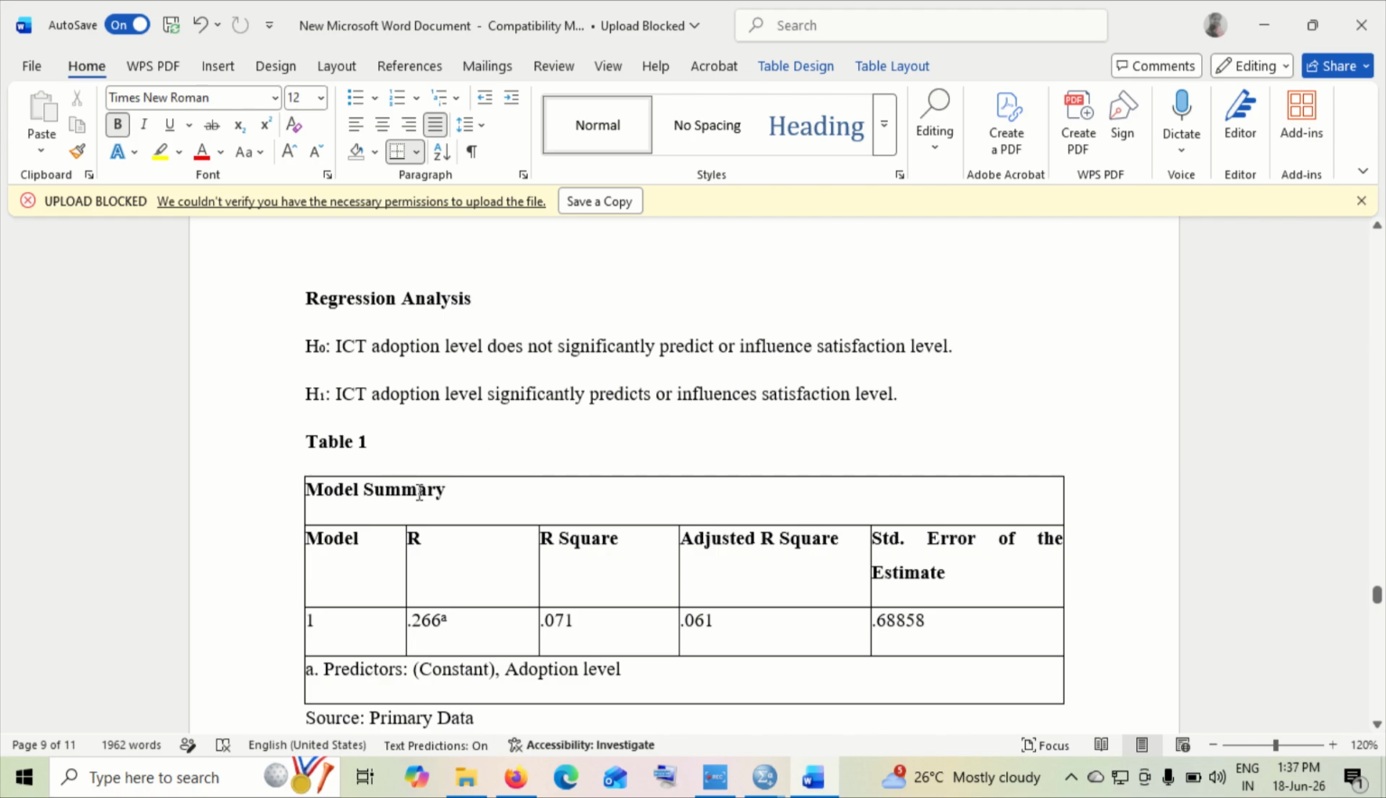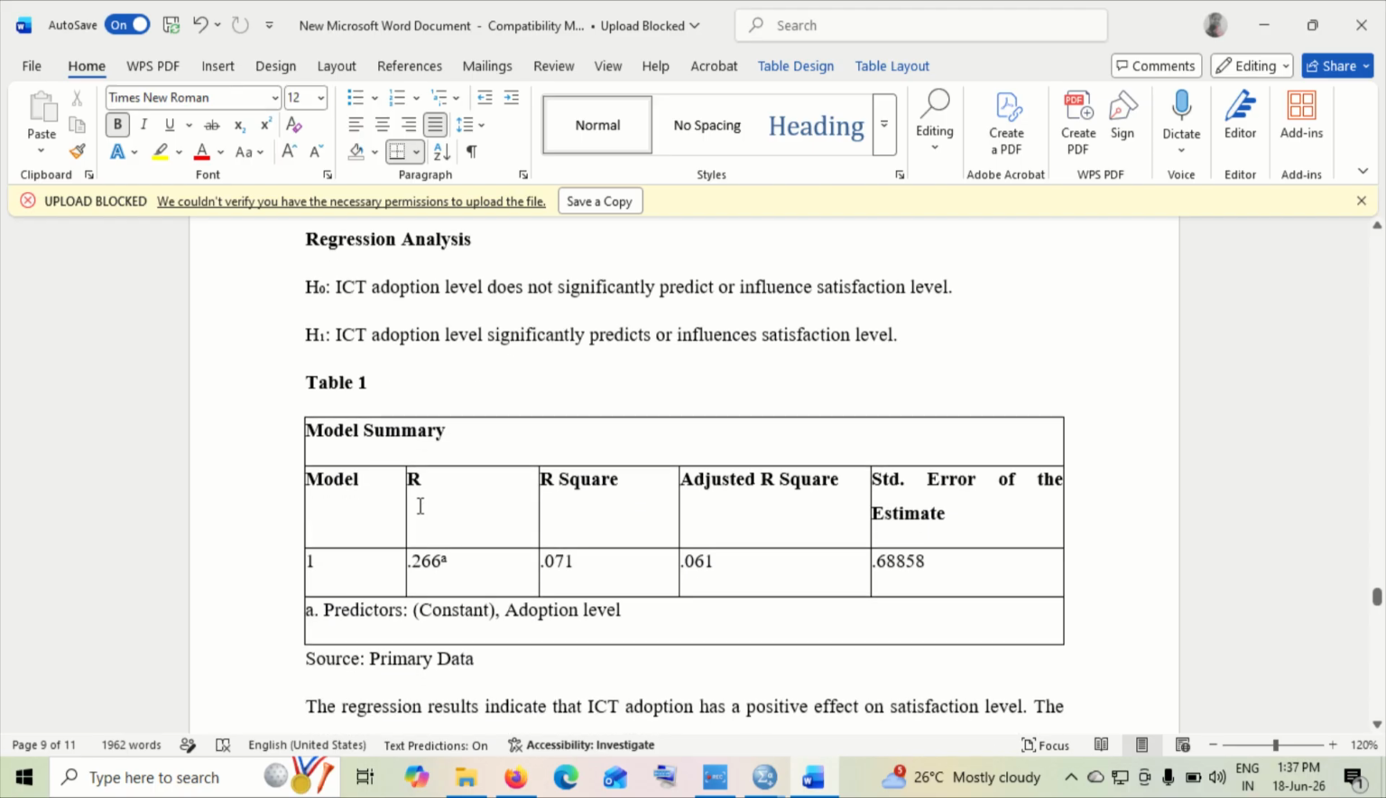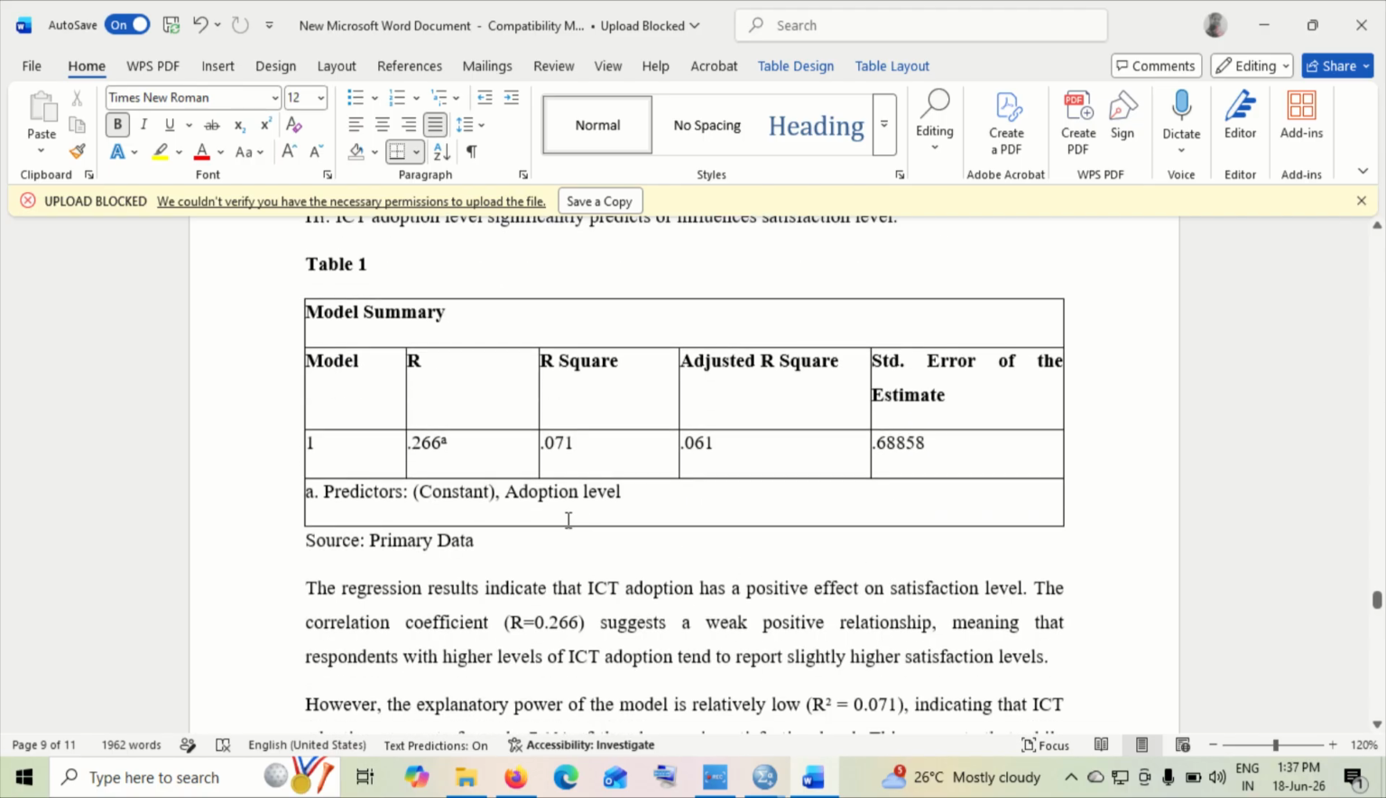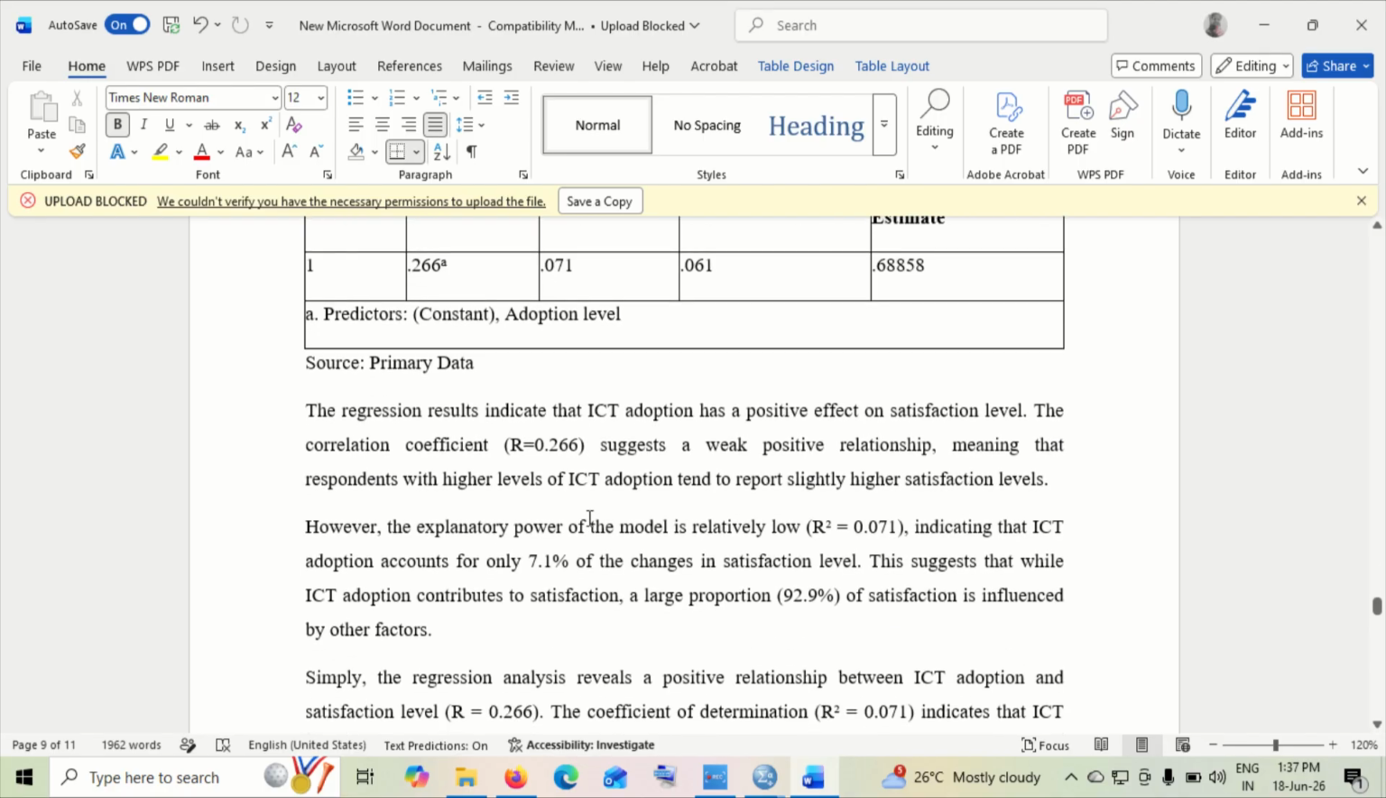The first table, that is the model summary. Here we can see that the R value is 0.266, R square value 0.071, adjusted R square value 0.061, standard error of estimate 0.68858. Here the predictor variable is adoption level. This is the style of interpretation that we can give for the above table.